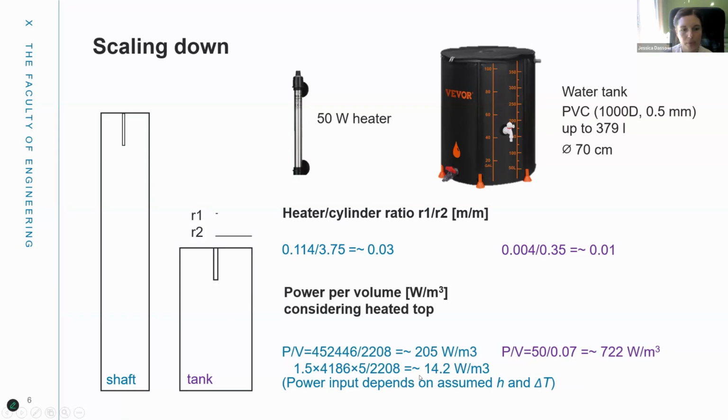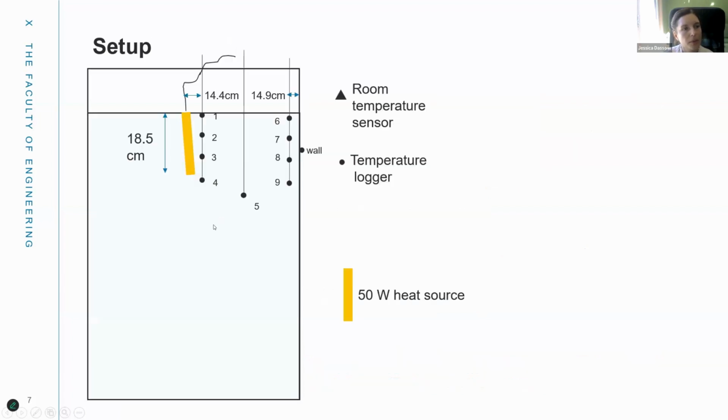So maybe we will be between 200 and 10 watts per cubic meter. So they are a bit different, which isn't ideal, and we see why later. So the setup of the model, of the experiment, is the heat source in the middle and a few temperature sensors surrounding that, also at the wall and in the room.